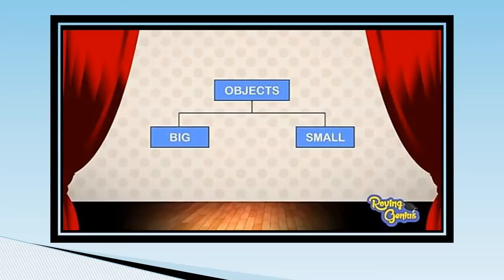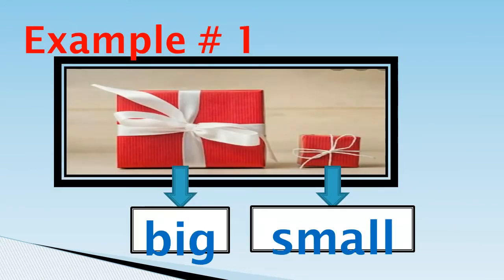When we compare objects based on their sizes, we get big and small objects. Here we have some examples.